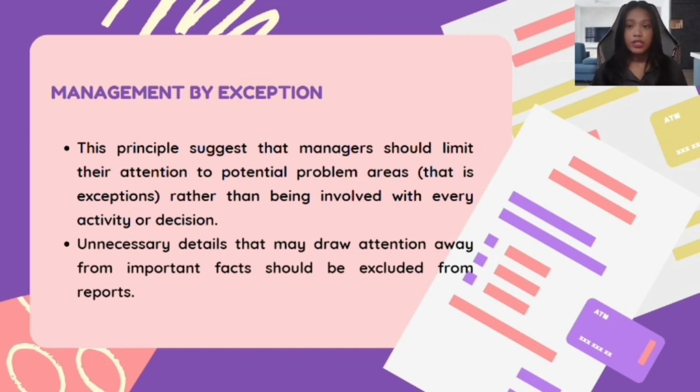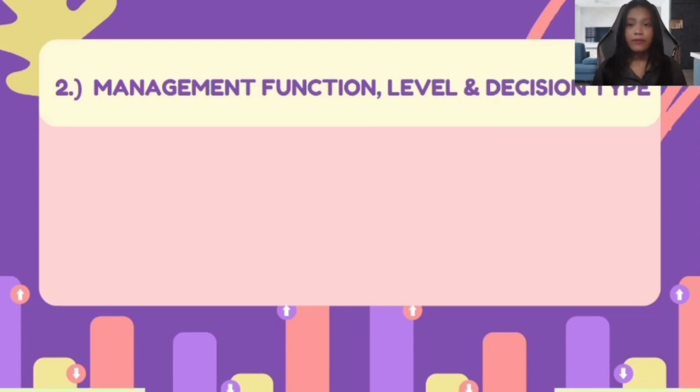Okay, now that we have finished discussing the management principles, let us move on to the next factors that influence the MRS, which are the management function, level, and decision type.